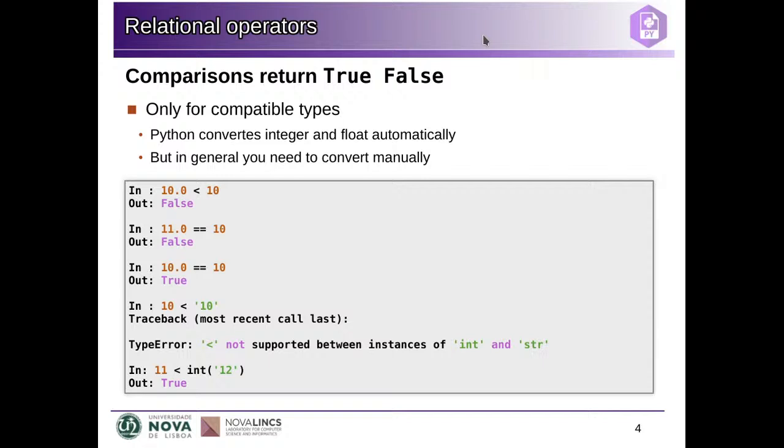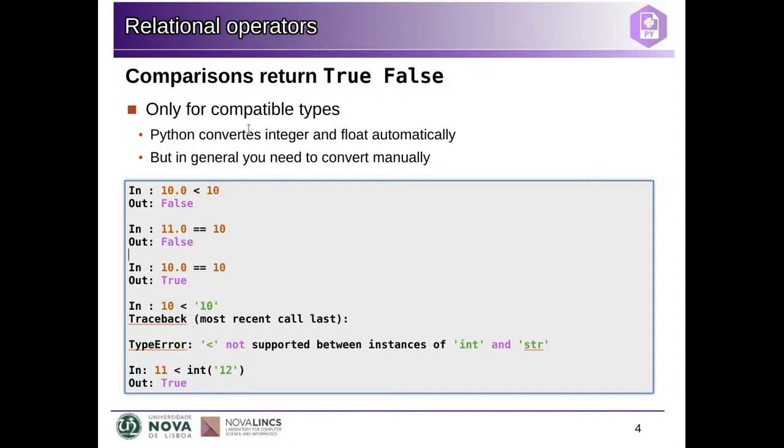There are some cases where Python automatically does a conversion before doing the comparison. For example, 10.0 is 10 as a floating point number, so it has decimal places, but just 10 is an integer. It's the integer 10. You can compare the two because Python automatically converts this implicitly and sees if it's equal or not. You can do these kinds of comparisons.